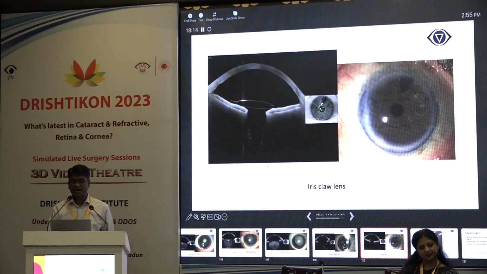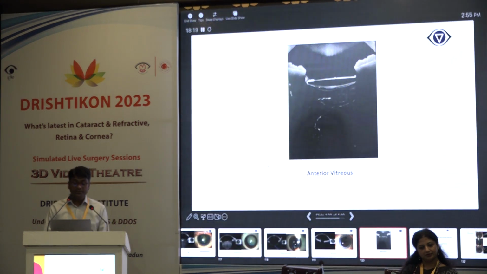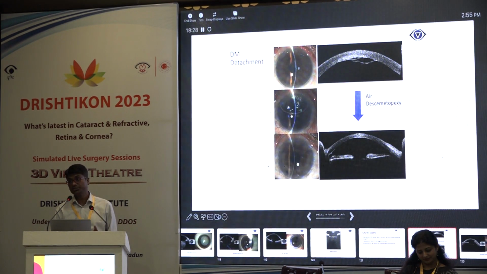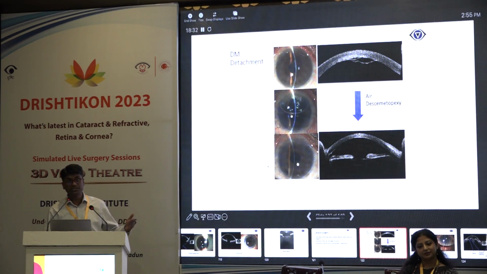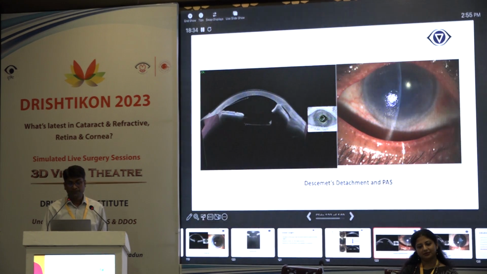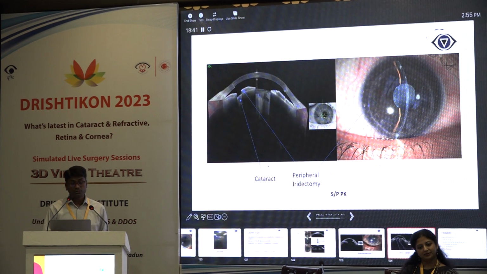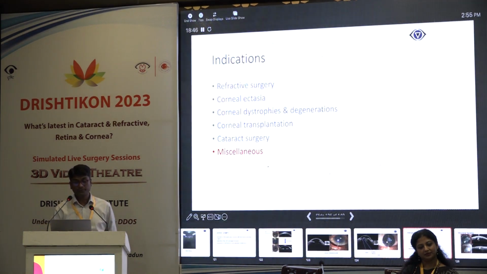A patient of iris claw lens just landing nicely on the iris. Sometimes you can even image anterior vitreous. Suppose you have cells in the anterior vitreous, those also you can image with that. Suppose you have post-cataract surgery DM detachment. You can see which kind of DM detachment it is, where it is, how you are going to do desmetopexy. And this patient had a DM detachment as well as PAS. In this area there was PAS. So you can even image where the iris is defective, where you have done an iridectomy.